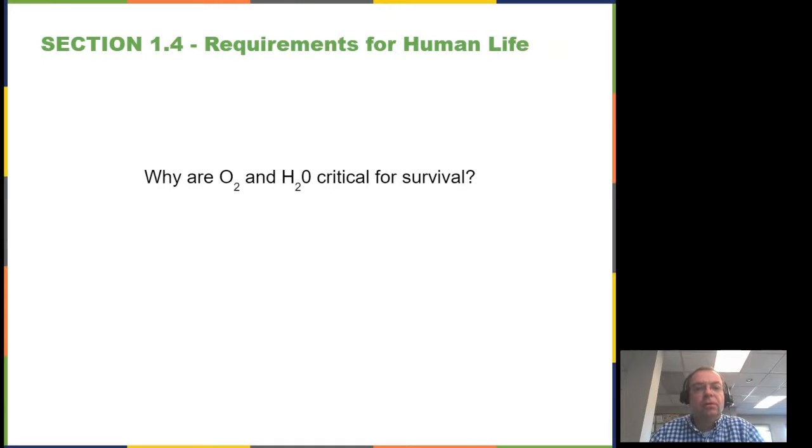Section 1.4, Requirements for Human Life. So we're going to take a look at why oxygen and water are critical for survival, but we're really going to focus on body temperature.